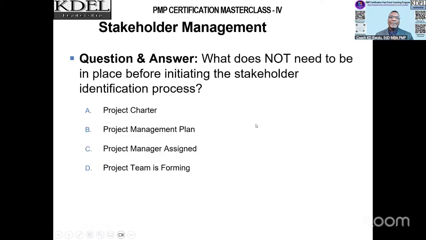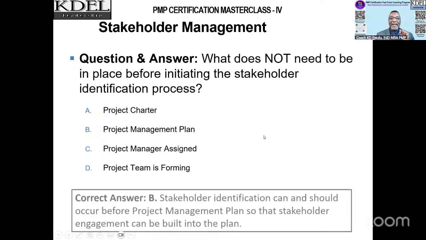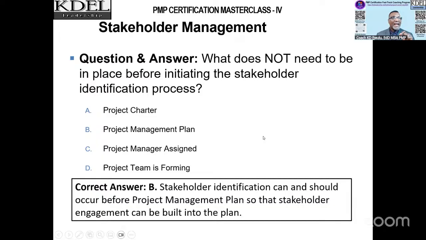So let's move on. Some of the questions we're going to have is, what does not need to be in place before initiating the stakeholder identification process? Is it the project charter, the project management plan, the project manager assigned, the project team is forming? The answer is B. Stakeholder identification can and should occur before the project management plan so that stakeholder engagement can be built into the plan.